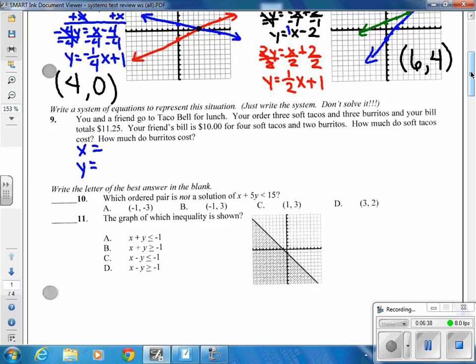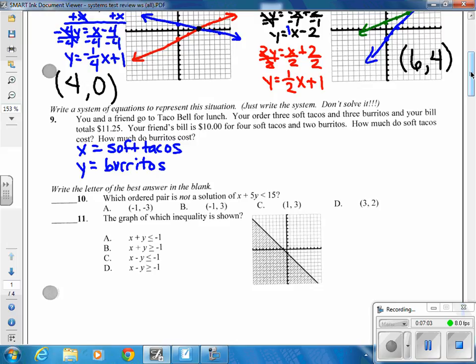So you and a friend are going to Taco Bell for lunch. You order 3 soft tacos and 3 burritos. Your bill is $11.25. Your friend's bill is $10 for 4 soft tacos and 2 burritos. How much do soft tacos cost and how much do burritos cost? Again, we're not trying to find the actual answer. We just want to set up the system that will get us that answer. So our 2 different variables are going to be x for soft tacos and y for burritos.